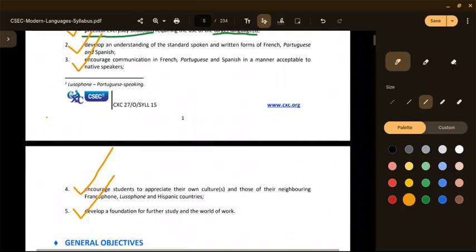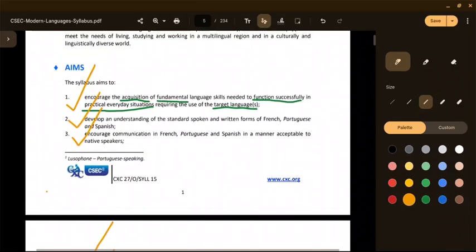One of the things I love about these aims is that it really focuses on your ability to use the language. Languages are meant to be used. They're meant to be spoken. They're meant to be written because languages are tools of communication. All right. That's what they are ultimately.